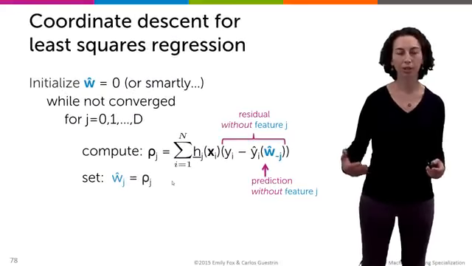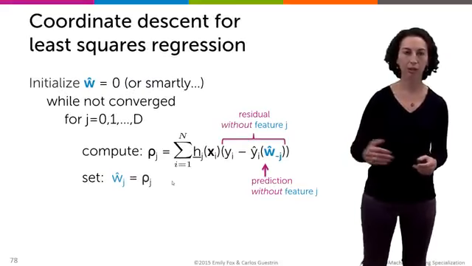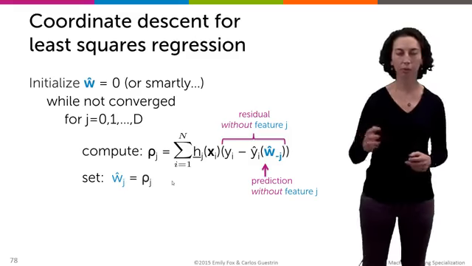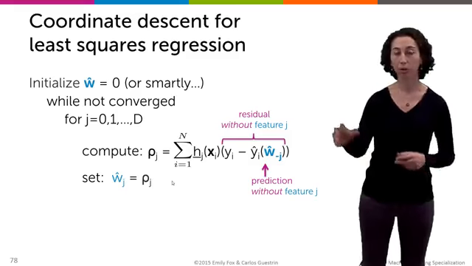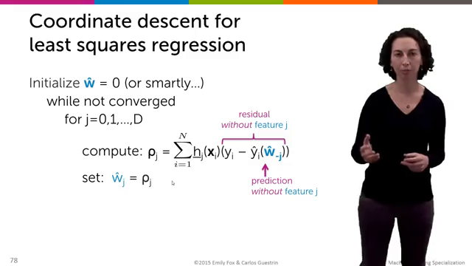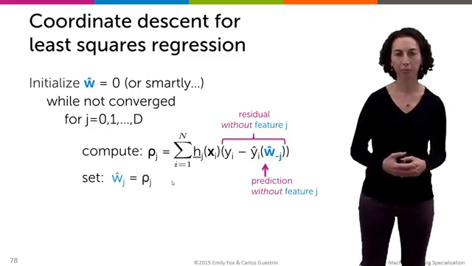And I'm showing this coordinate descent algorithm here. What we see is we just initialize our w hat to 0. While not converged, we're going to cycle through, doing round robin, each one of our coordinates. We're going to compute this rho j term for a given coordinate j. And then we're simply going to set w hat j equal to rho j.